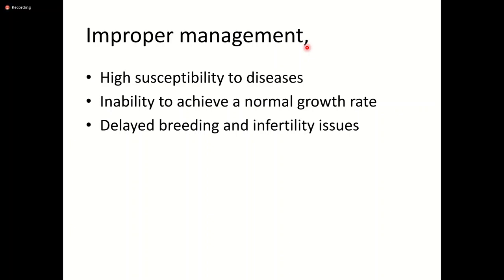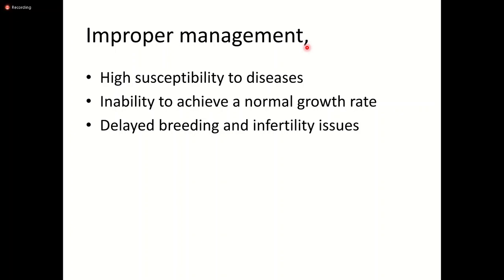So what happens if we do not manage them in a proper way? They will be highly susceptible to diseases, right? In addition, what is our main target, body growth rate, right? In general, we are expecting about 600 to 800 grams per day growth rate most of the time, at least 500. Just imagine at least 500 grams of body growth per day.